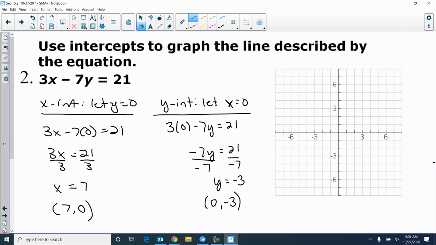Okay, and make sure you plot them in the right spot. (7, 0) is over here on the right side, (0, negative 3) is below the line. Now draw your nice straight line through them. And make sure you got some arrowheads on there. I'll just put those there. Okay? So that's all we're doing. X and Y intercepts allow us to graph that line.